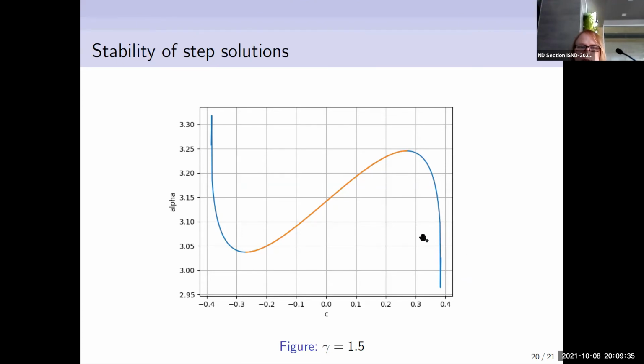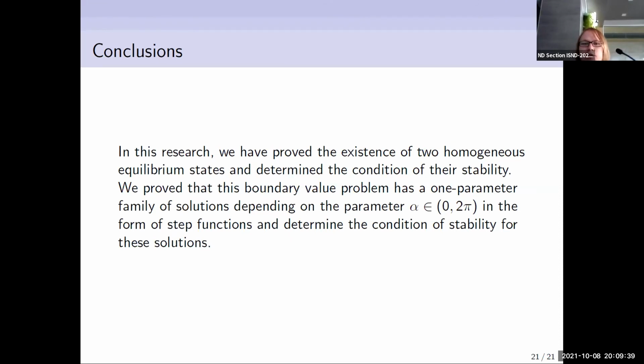So in this research, we have proved the existence of two equilibrium states and determined the conditions for their stability. We proved that this boundary value problem has a one parameter family of solutions depending on the parameter alpha in the form of step functions, and determined the conditions of stability for this solution. Also, I want to say that we considered the situation when the original system of differential equations has two imaginary eigenvalues, and we proved that in this case we also have step solutions, but we don't know anything about their stability yet. That's all.